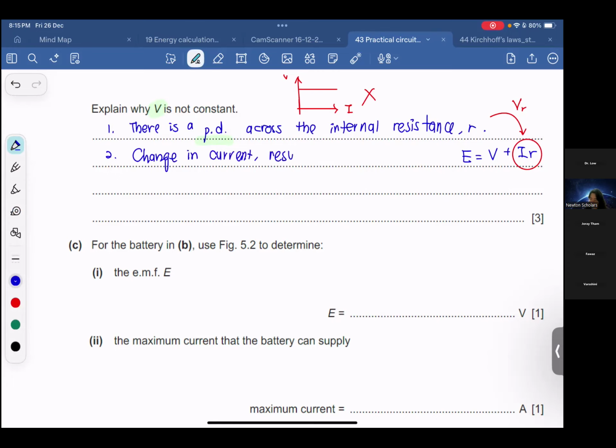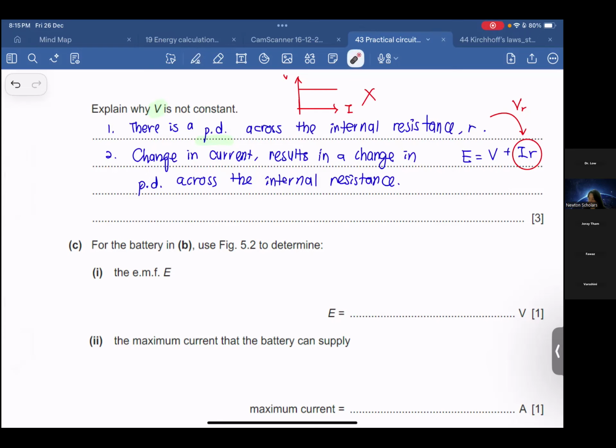Results in a change in potential difference across the internal resistance. When the current changes, your voltage across the internal resistance will also change. Okay, this is the second point.